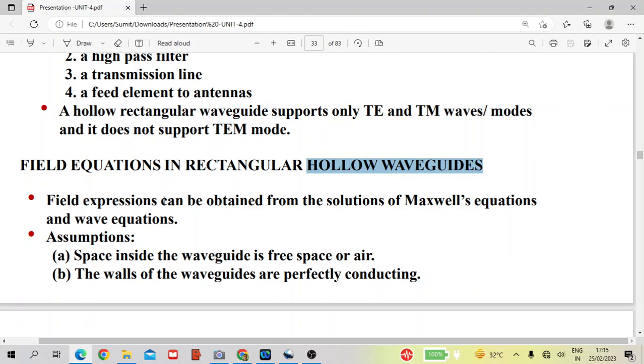and the wave equation, and these are some of the assumptions. Free space or air, because we are calling it hollow, therefore the space inside the waveguide is free space or air.